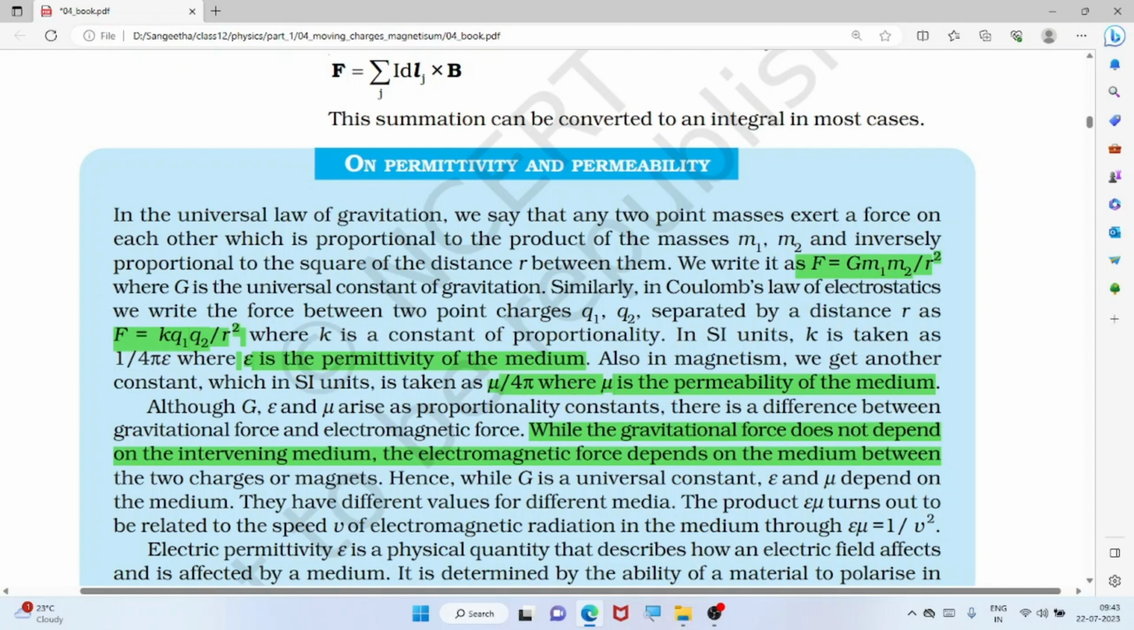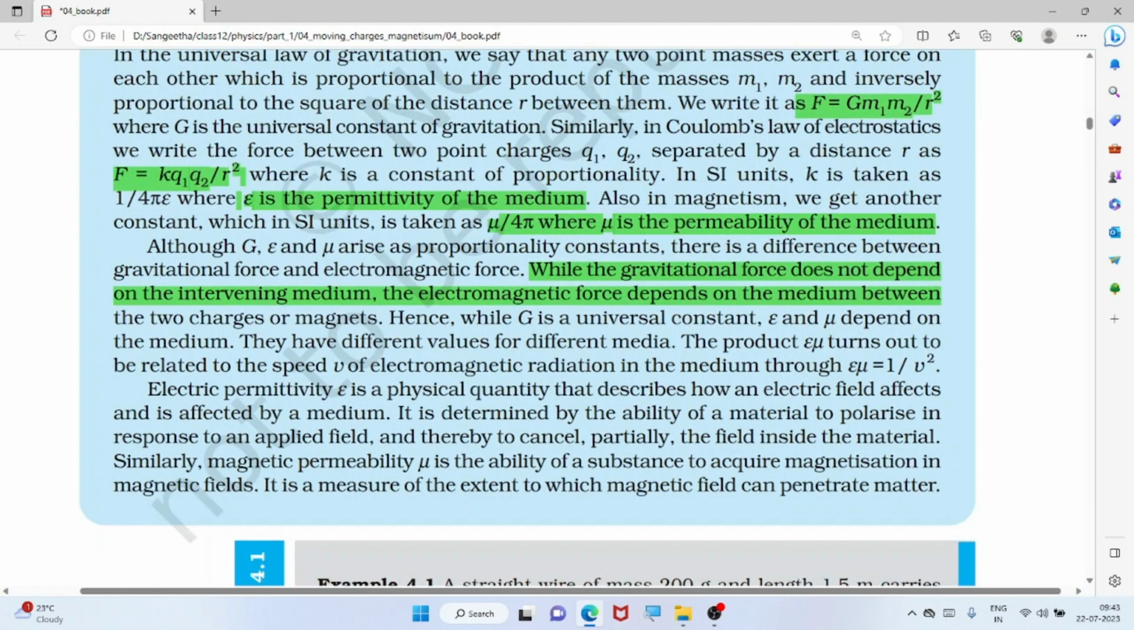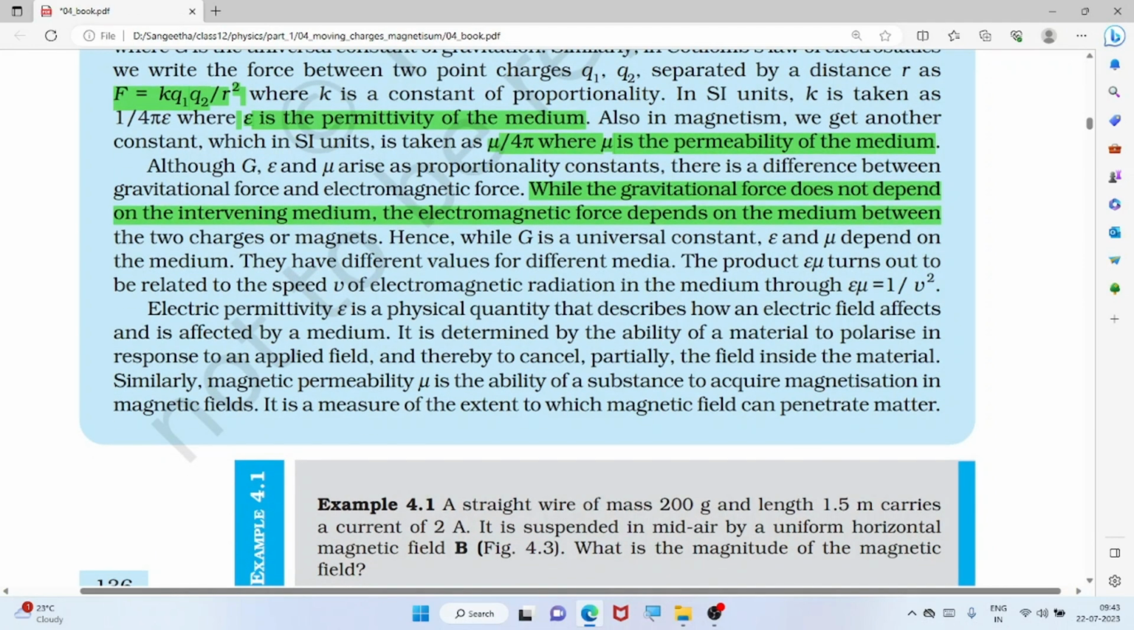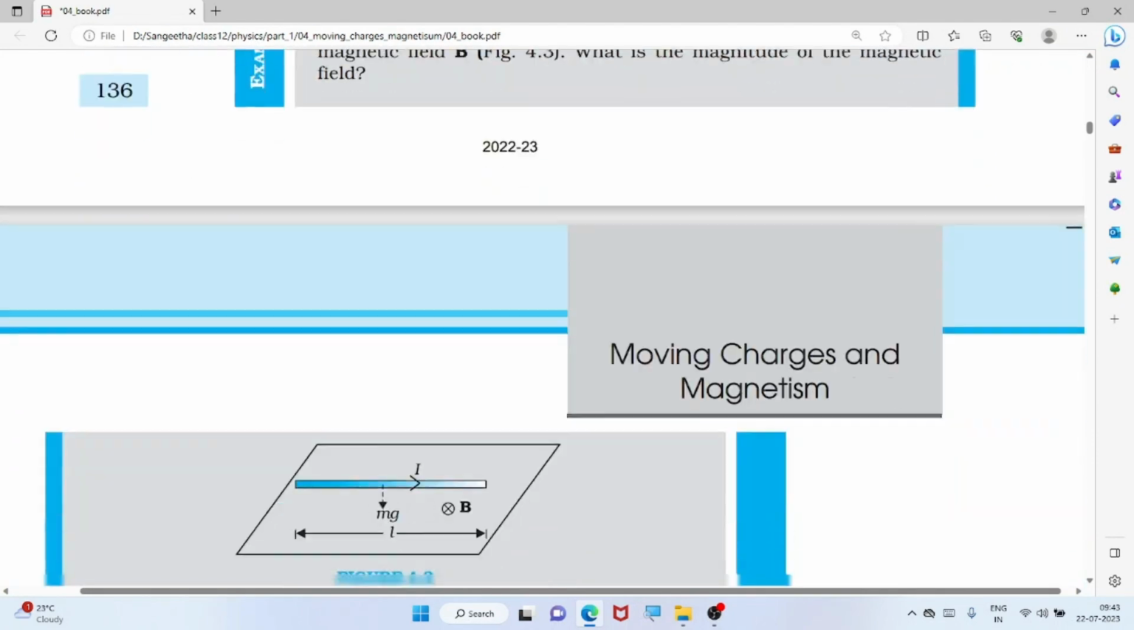Permittivity and permeability. You can go through this. This is the permeability of the medium. Gravitational force does not depend on the intervening medium. The electromagnetic force depends on the medium between the two charges or magnets.